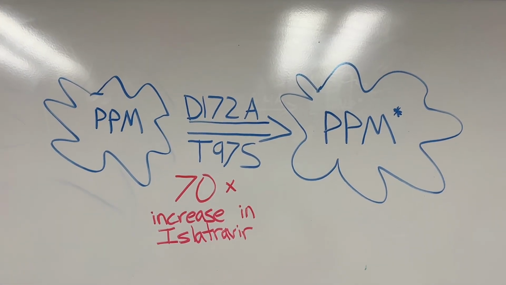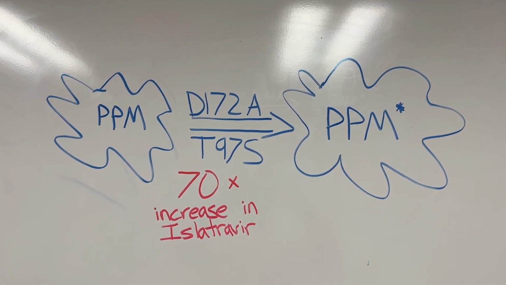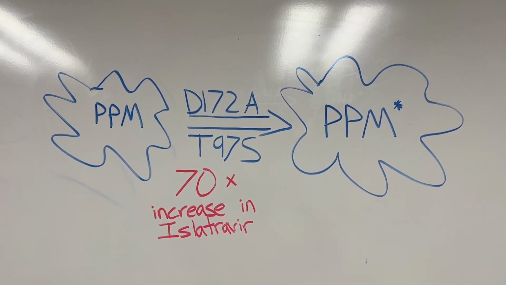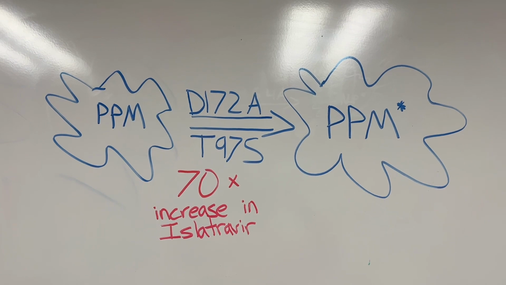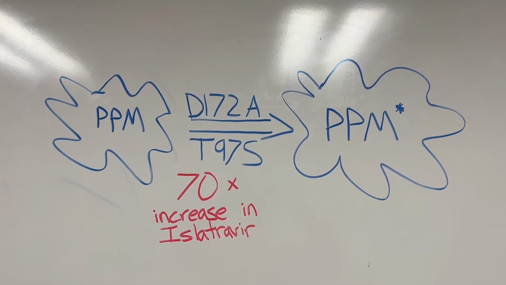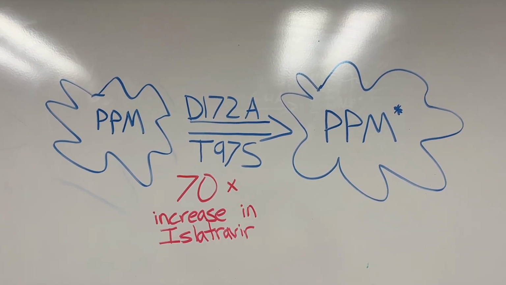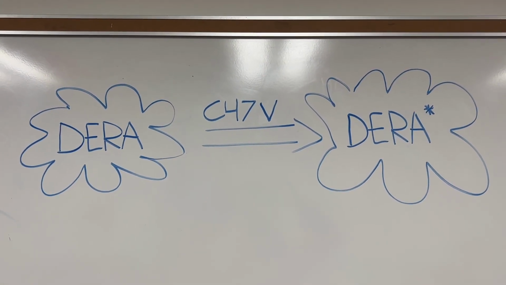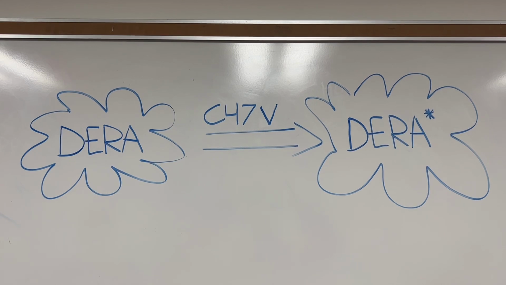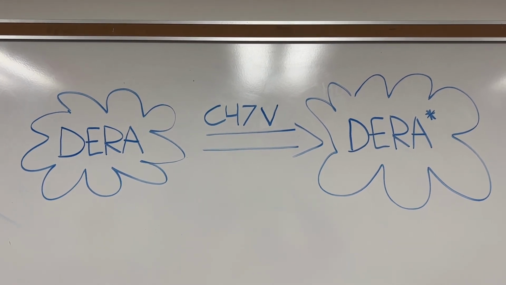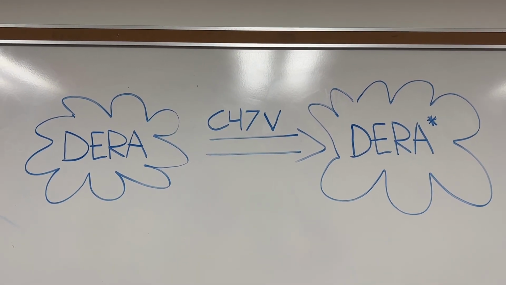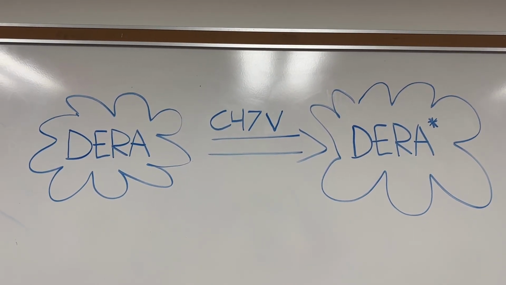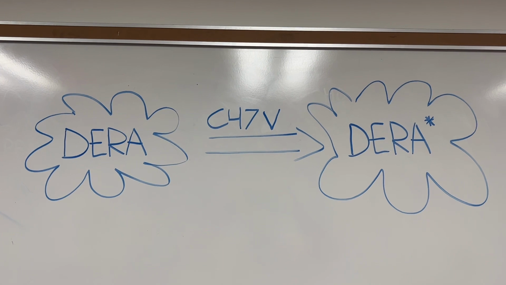In the PPM enzyme, a library of variants were used. In the end, a D172A mutation and a T97S mutation were used to improve Islatravir production by about 70-fold. The issue the DERA enzyme was having is that it didn't tolerate high amounts of acetaldehyde. The C47V mutation acts as a regulator to this by binding the product of acetaldehyde self-aldol condensation.